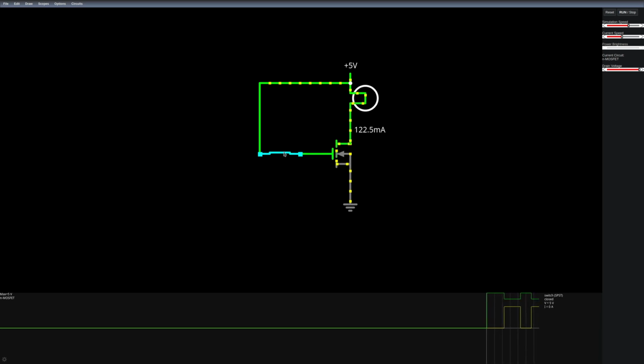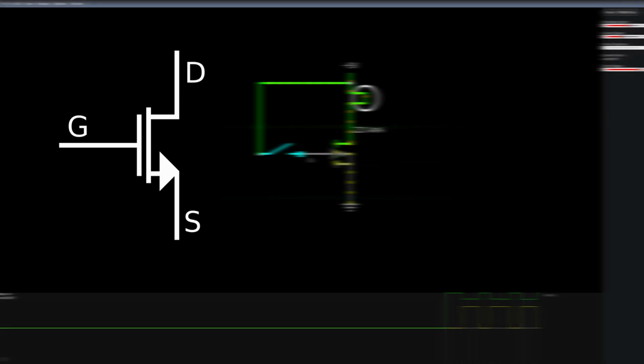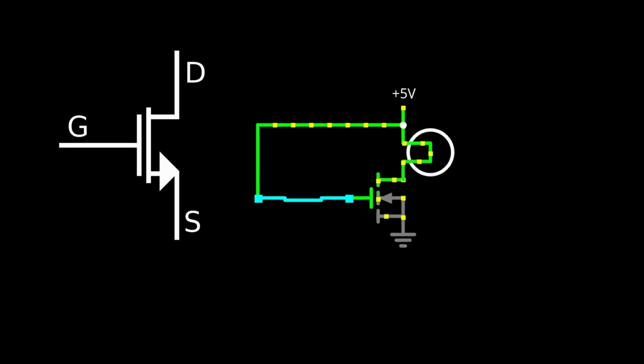For an N-channel MOSFET, the source connects to ground and the drain connects to the load. These guys need to be near the ground. The gate then controls the current flow through the device. If the gate is pulled high, current is allowed to flow. If the gate is pulled low, current is unable to flow.